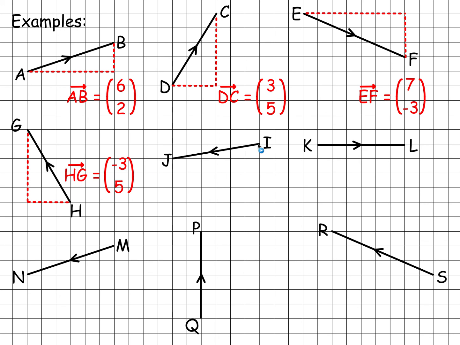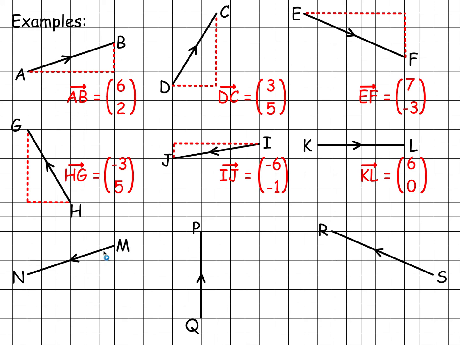Here we're going from I to J. So here we're going 6 to the left in the x direction, that's negative 6 in the x direction. 1 down here, negative 1 in the y direction. So it's negative 6, negative 1, 6 to the left, 1 down. K to L, well here we're simply going 6 to the right, positive 6 in the x direction, but we're not going up or down, nothing in the y direction. So it's positive 6, 0, going from K to L.